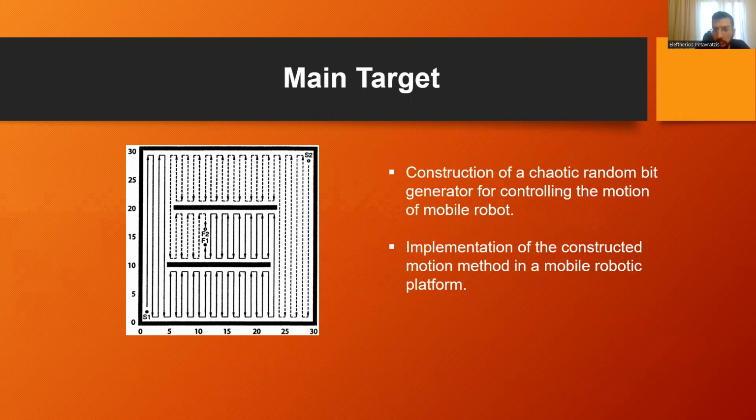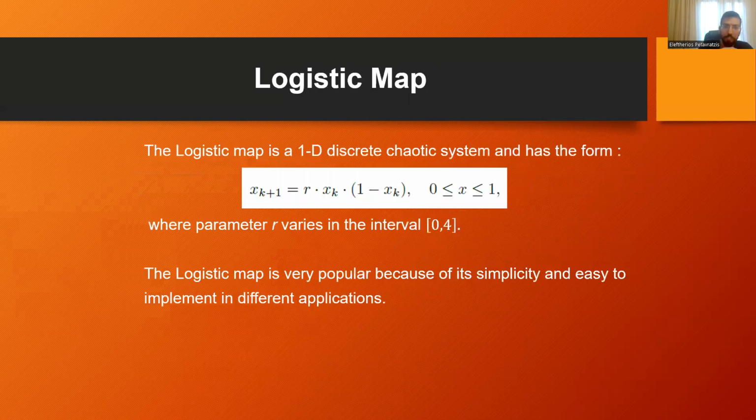Our main target is to create a strategy for controlling the motion of a mobile robot. We know that there are many strategies, but in our case, we decided that we're going to use a chaotic random bit generator. Also, this generator is going to be implemented into a robotic platform, and we're going to see how it is performing.